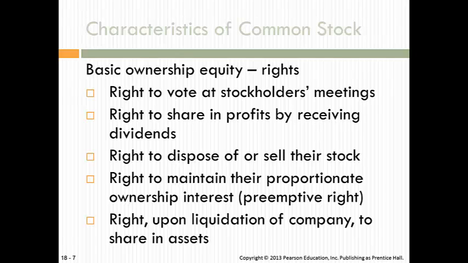Let's go over some of the characteristics of common stock. Stockholders who own common stock have certain types of rights that stockholders who own preferred stock may or may not have. When a corporation has only one type of stock, it is common stock. Common stockholders can vote at stockholders' meetings, share in profits by receiving dividends, dispose of or sell their stock, and have something called preemptive right. Preemptive right means the stockholder can maintain their proportionate ownership interest in the corporation.